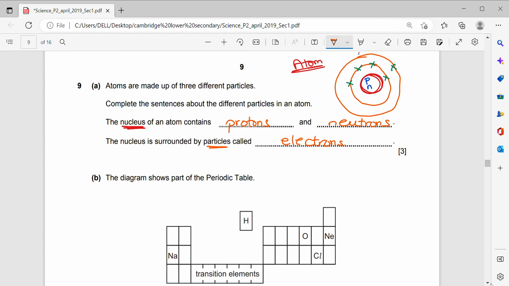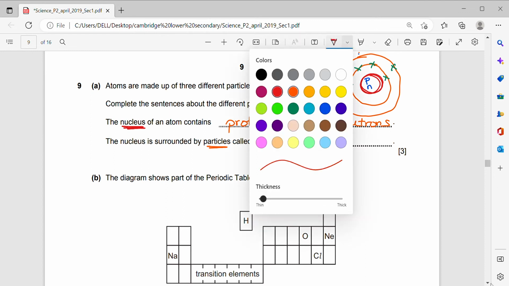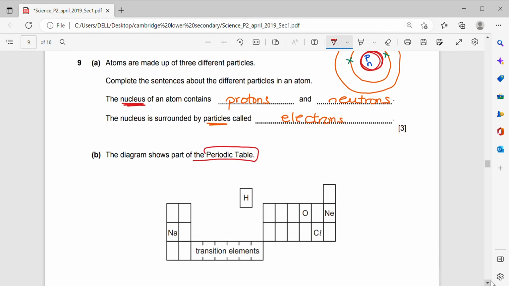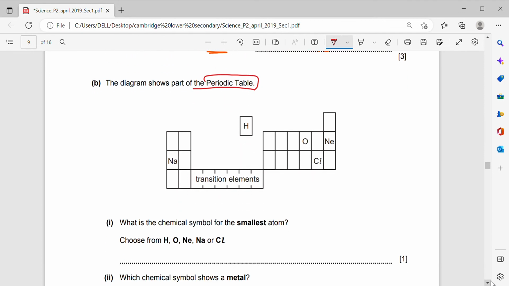Okay. Next question. The diagram shows part of the periodic table. عارفين ال periodic table ده اللي بنستخدمه لل arrangement of different elements. What's the chemical symbol for the smallest atom? قبل ما نقول chemical symbol مين أصلا smallest atom من دول؟ Great. Smallest atom هو الهيدروجين اللي هو ال H. إيه هو ال chemical symbol؟ H اللي هو الهيدروجين.